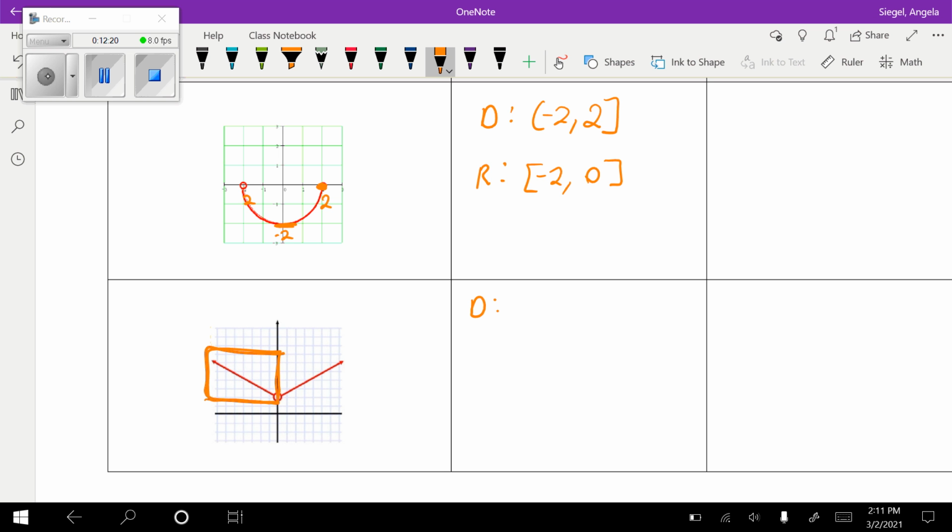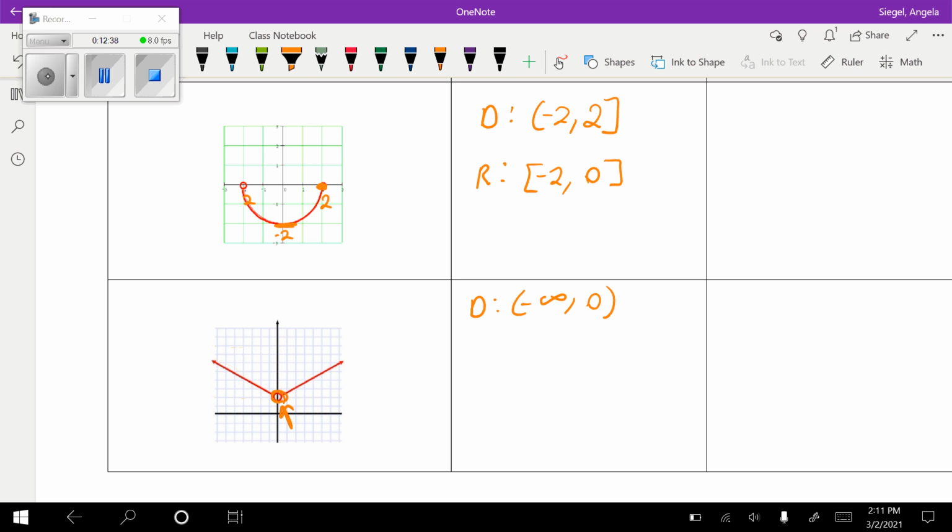So how far to the left does it go? Well, it's going to go to -infinity. How far to the right does it go? Well, right here, but it's an open circle. So it's going to be 0, and it's going to be another parentheses just because it's an open circle.